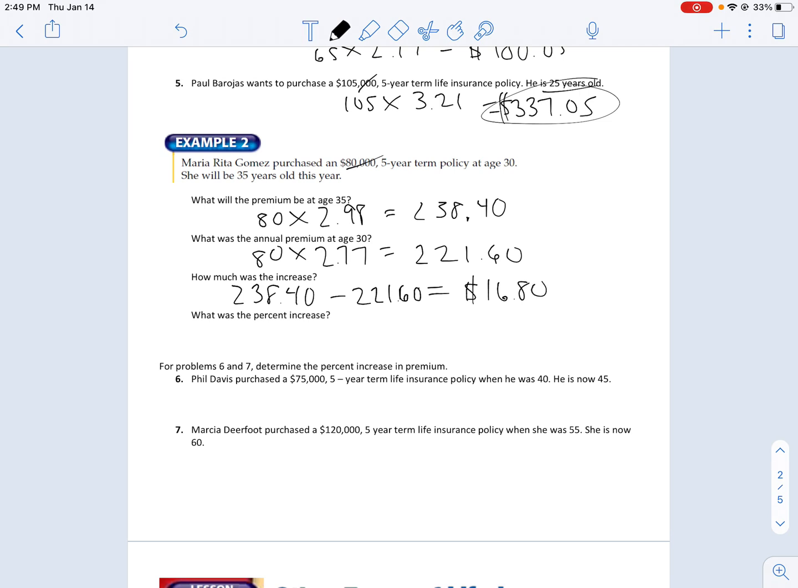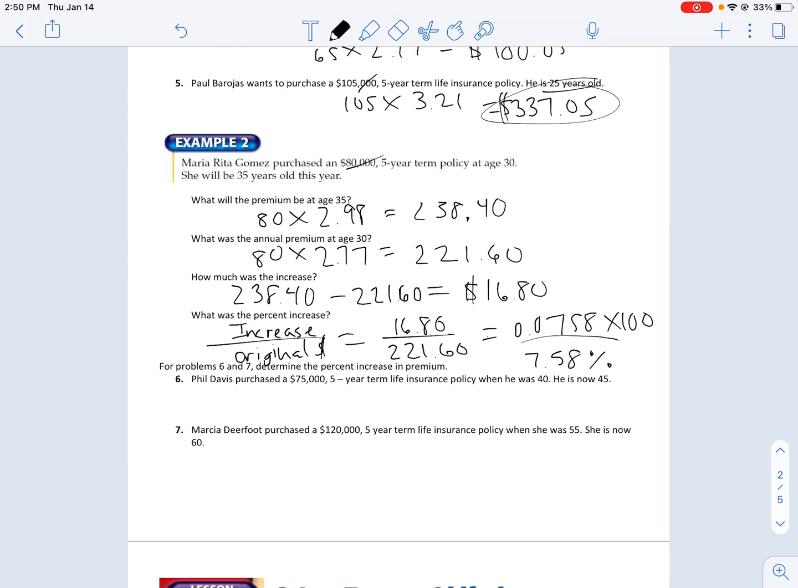To find the percentage, it's increase divided by original amount. So here it's 16.80 divided by 221.60. So it's 0.0758. But remember, we want a percentage, so times by 100. So 7.58%.